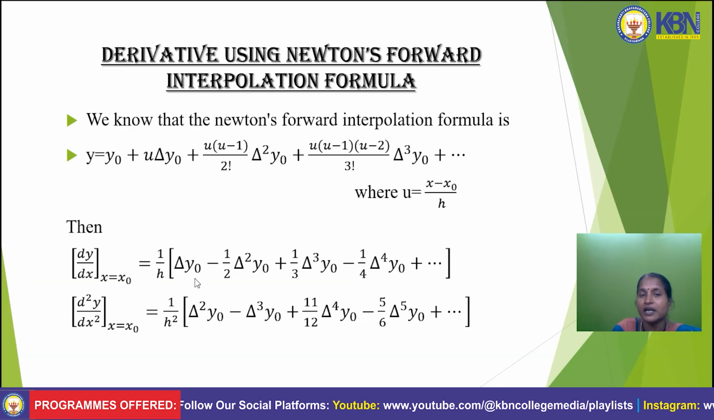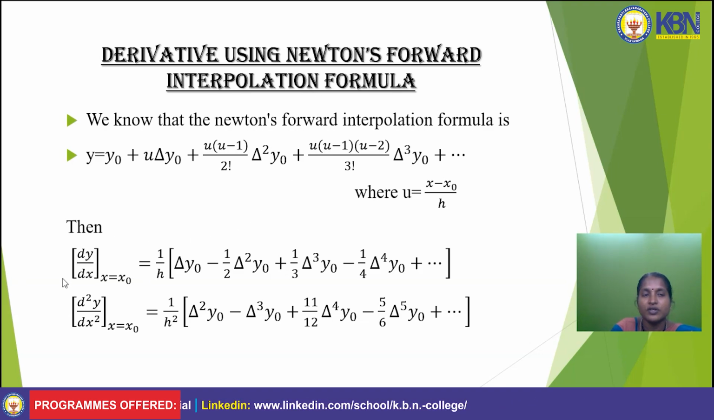First derivative starting with delta y naught. So delta square y naught minus delta cube y naught plus 11 by 12 delta power 4 y naught minus 5 by 6 delta power 5 y naught plus and so on. So in this model we can find the numerical differentiation.